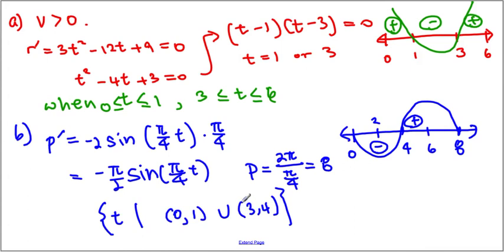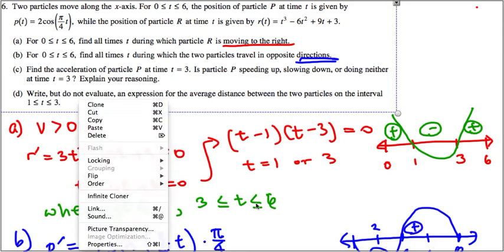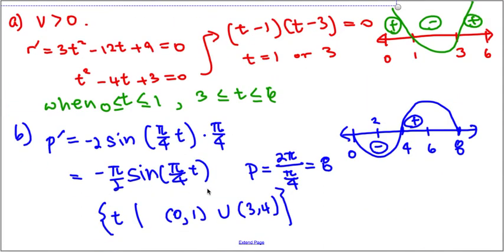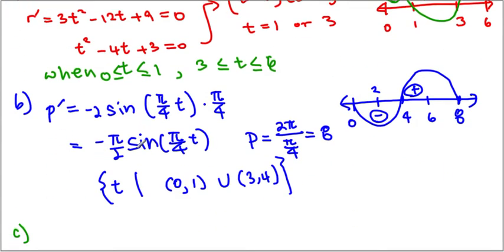All right. Number C. Find the acceleration of the particle p, that means double derivative, at time t equals 3. And then is the particle p speeding up, slowing down, or doing neither at time t equals 3. So now let's try to look into this one. So here we have part C. We are looking at the acceleration of particle p. That means we need to take another derivative of that.